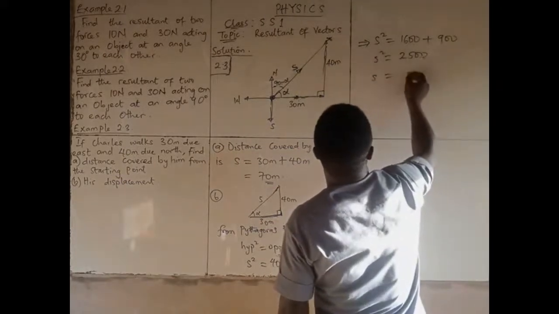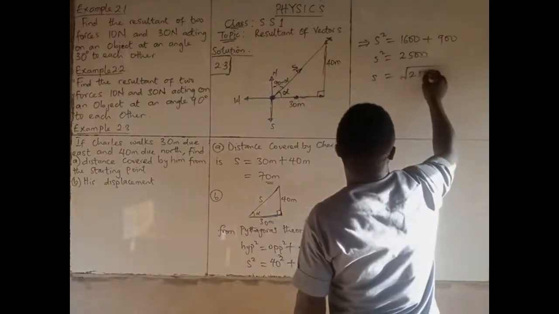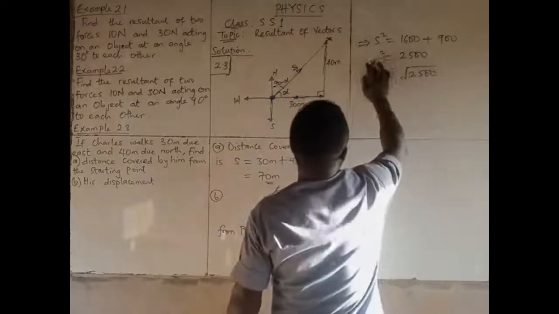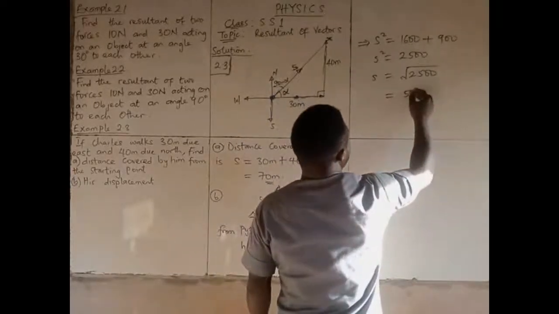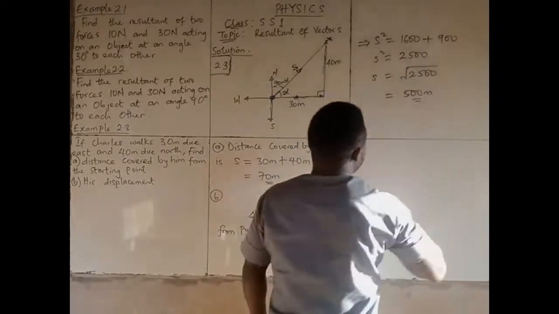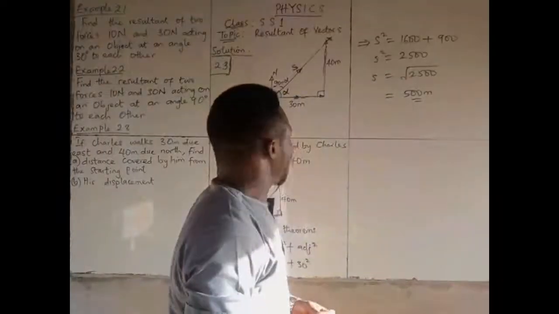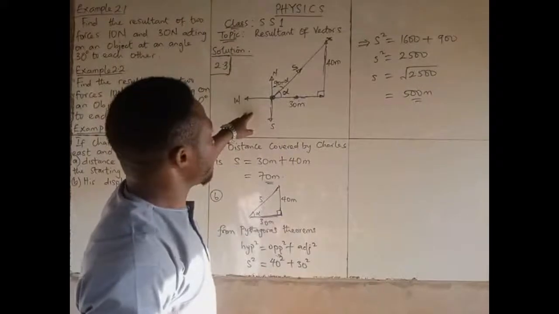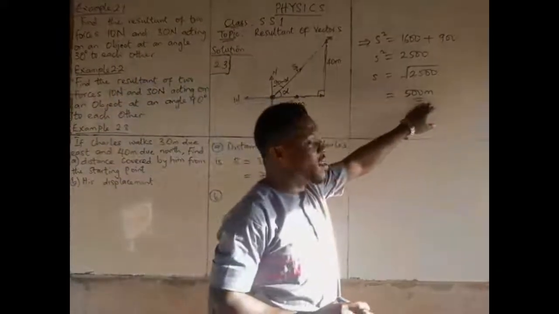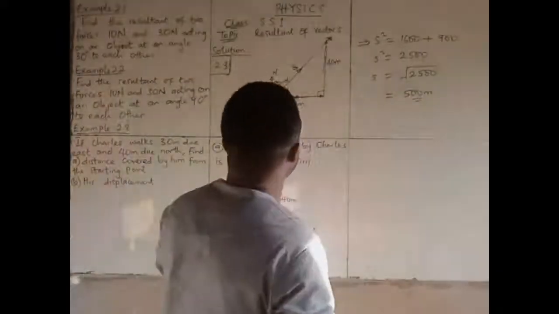S simply means the square root of 2500. If you take the square root of both sides, so that the square cancels the square root, this will give us 50 meters. This is the total displacement of charge from the starting point, which is the magnitude. But how do we find the direction?